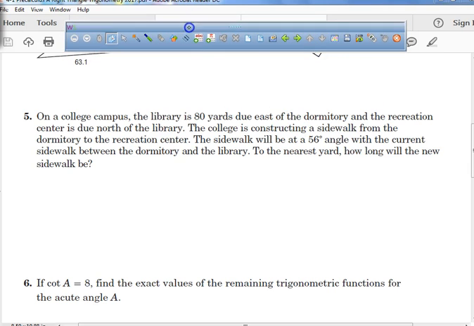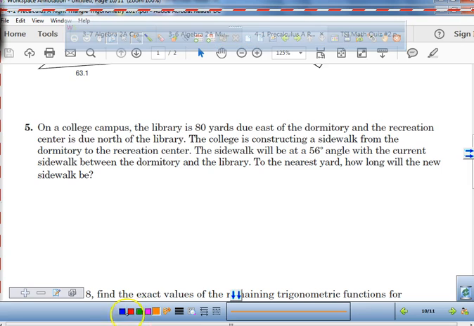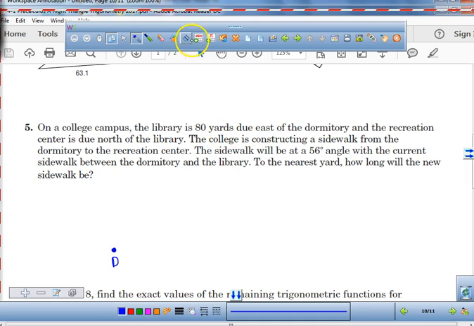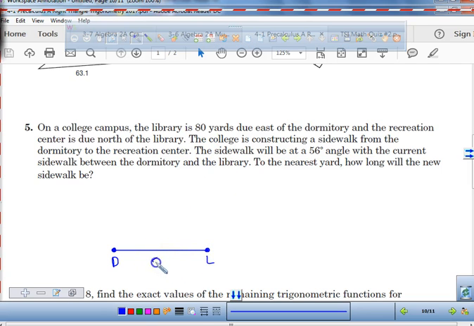All right, we've had a request, number 5. All right, here's the request. It says, on a college campus, the library is 80 yards due east from the dormitory. So here's what I did. I'm going to put a dot on the page. I'm going to call this D for dormitory. And it says the library is 80 yards due east. So I'm going to go a certain distance to the library, and I'm going to label that 80 yards. D is the dormitory, L is the library. The library is 80 yards due east of the dormitory.